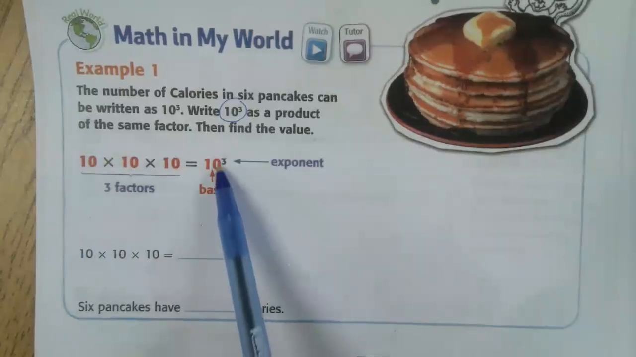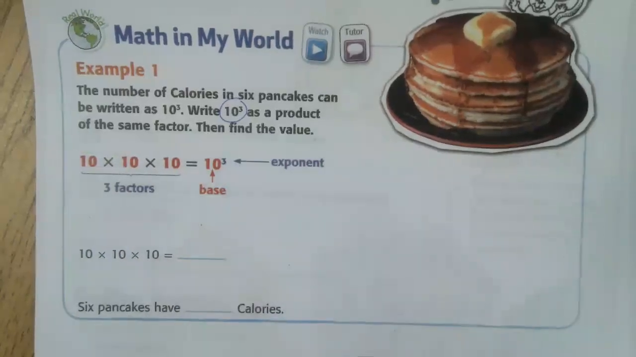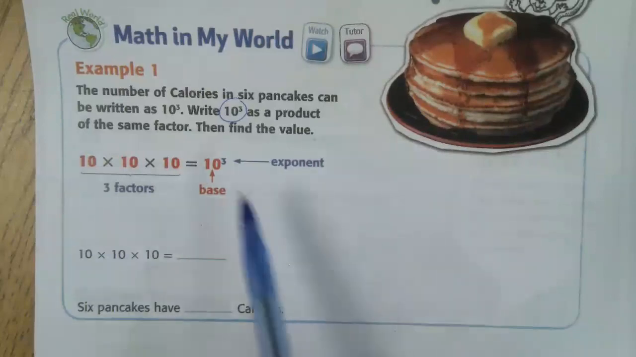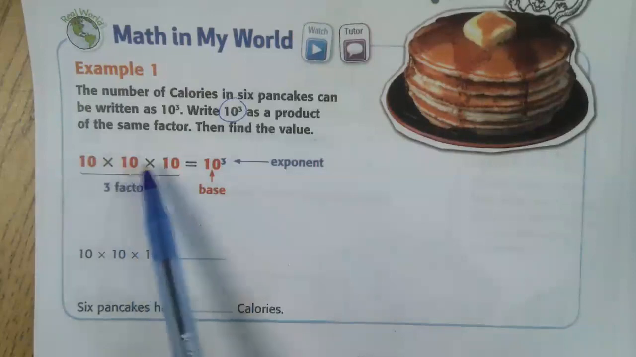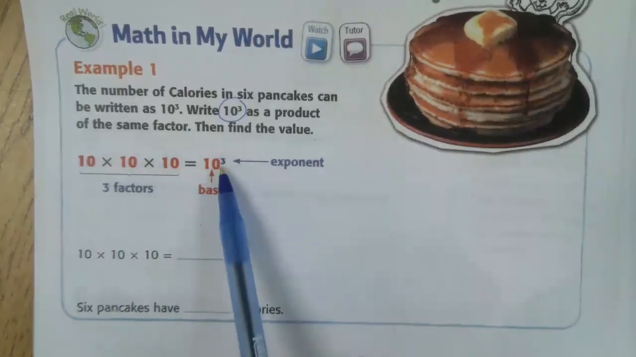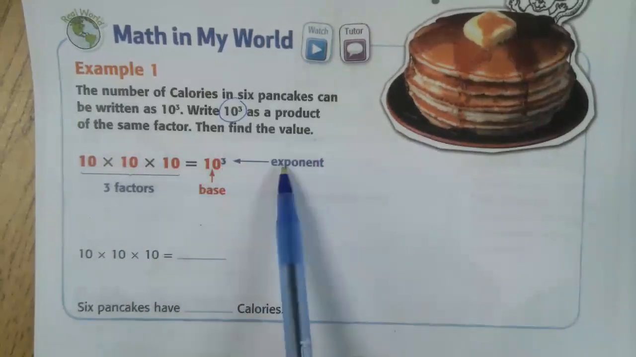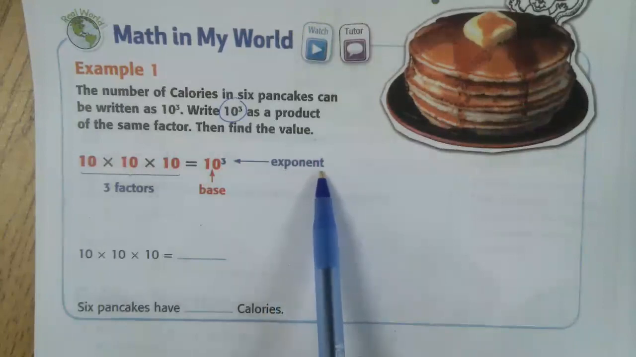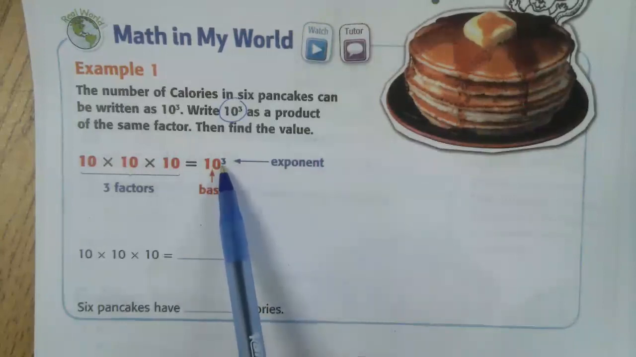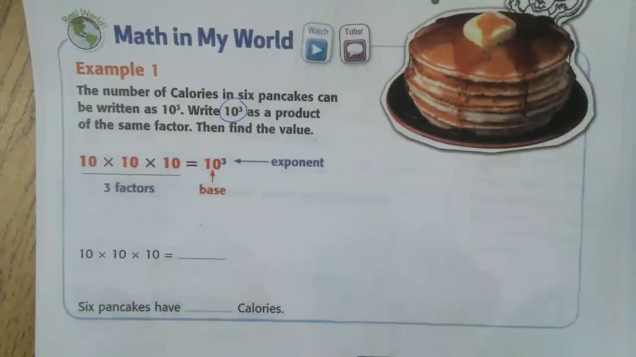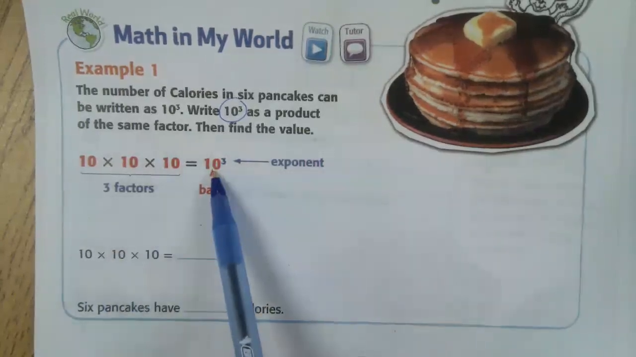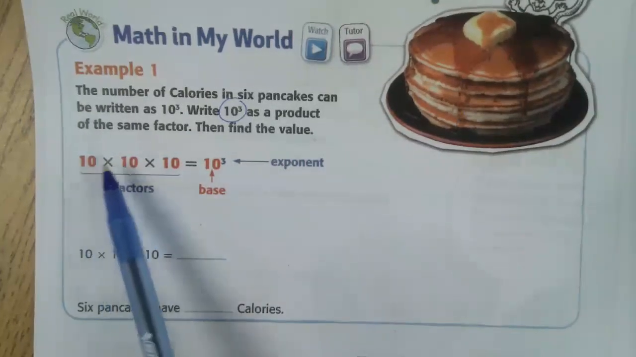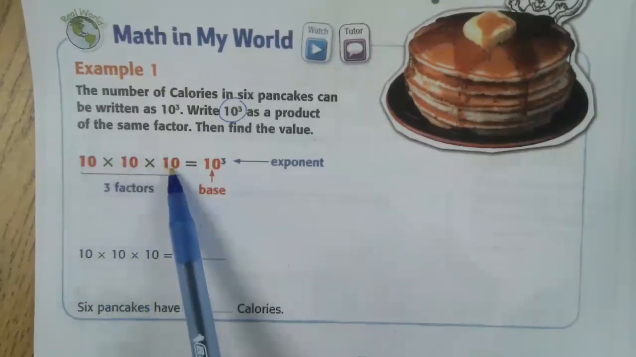So 10, as you can see here in red, is what we call your base, because that's the number that is being multiplied together. 3, which is in blue, is called your exponent. It's kind of a smaller number up here floating in the air. That is your exponent. So 10 is the base. That's the number being multiplied together.